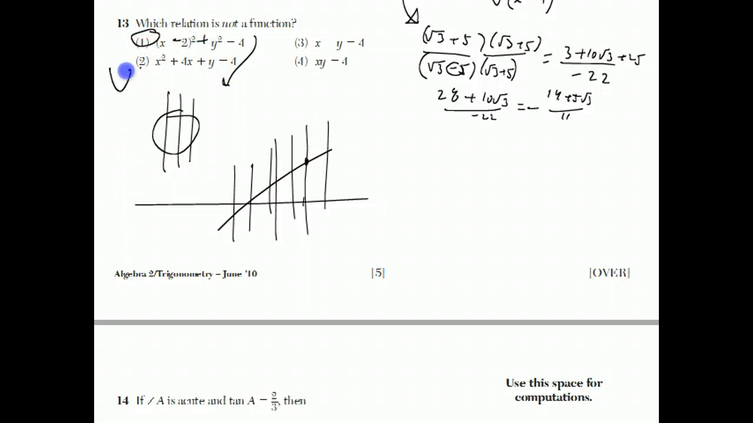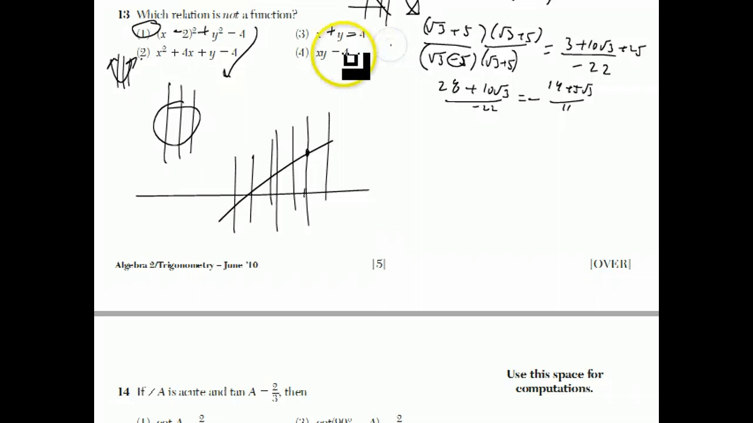Number 2 is a parabola, which is a function. There is no vertical line that will hit more than 1 point. 3 says x plus y equals 4. That's a line, diagonal line. And xy equals 4 is actually a hyperbola. Looks like that. It's actually a function, even though it gets very steep right here near this y-axis. It still is a function.